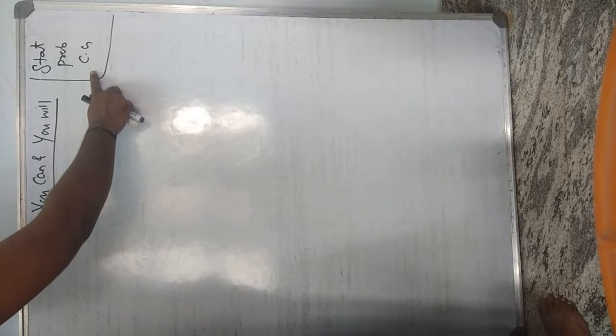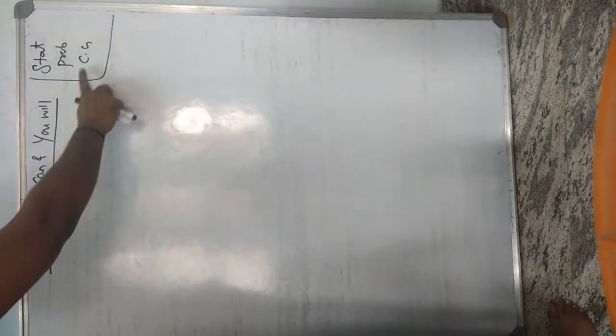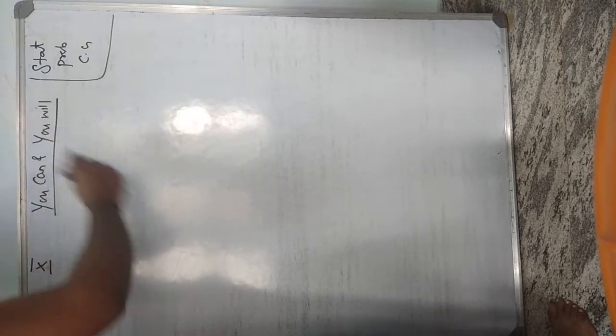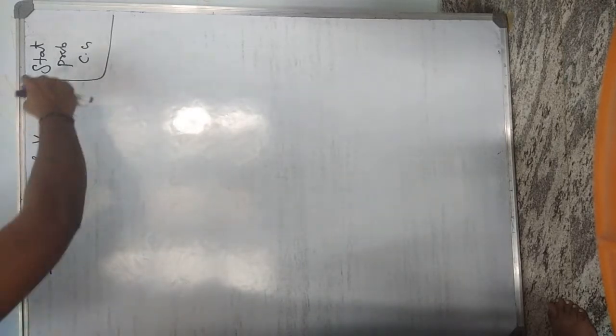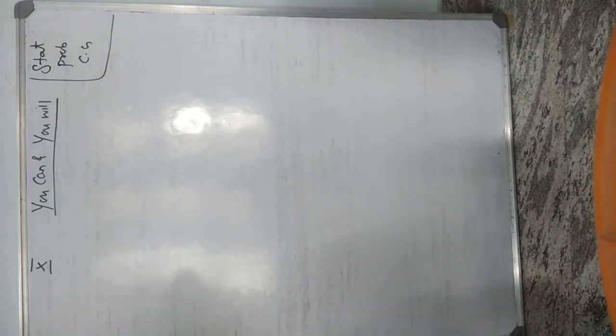And coordinate geometry: distance between two points, section formula, collinear, area of a triangle, centroid, and equidistant. I've given you many sums to practice in these three chapters. Next, I already started linear equations in two variables.